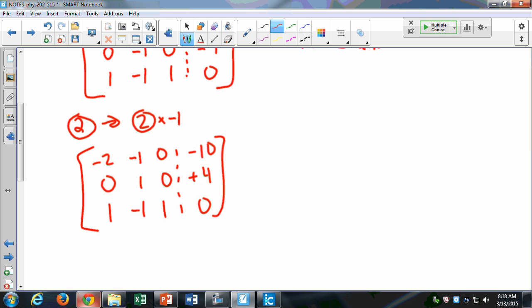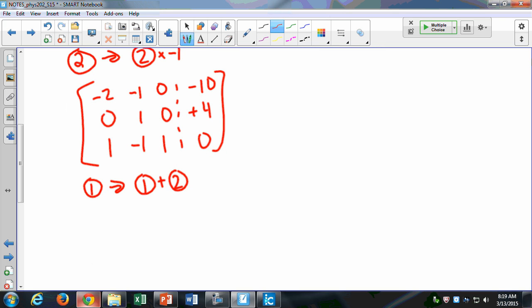Then I can replace row 1 with row 1 plus row 2. So I'm going to add row 1 and row 2 and replace row 1 with that. So this is going to be negative 2, that's negative 2 plus 0. What's the next column going to have? 0, right? I add these two numbers. 0. Negative 10 plus 4 is negative 6.